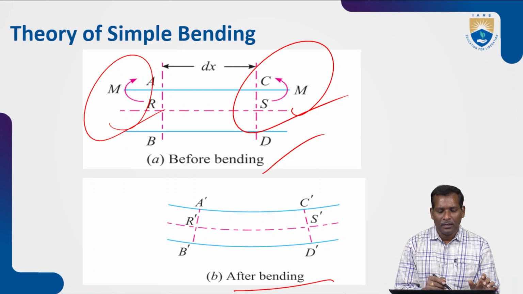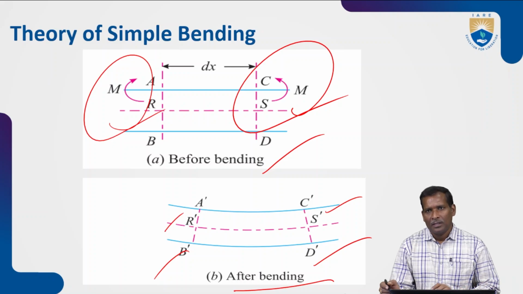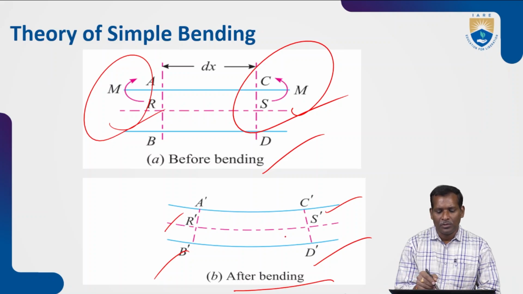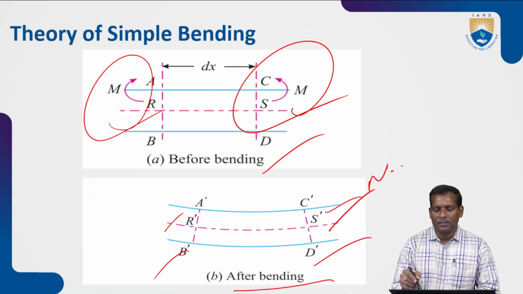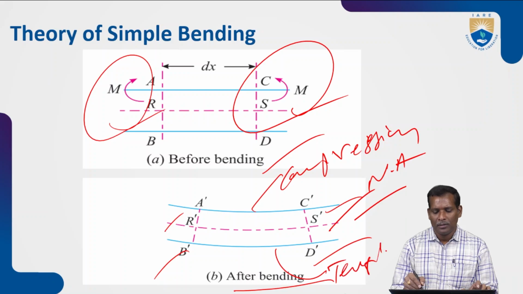And here, after bending, R dash, B dash, S dash and D dash, the shape will be in the form of a curvature. So this is the neutral axis, a layer. The top one is subjected to compression, and this one is tension.